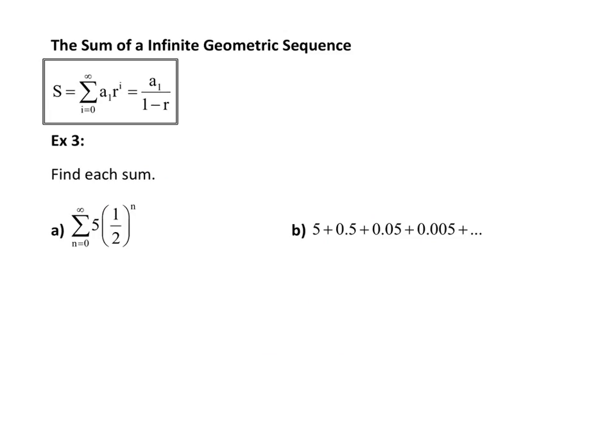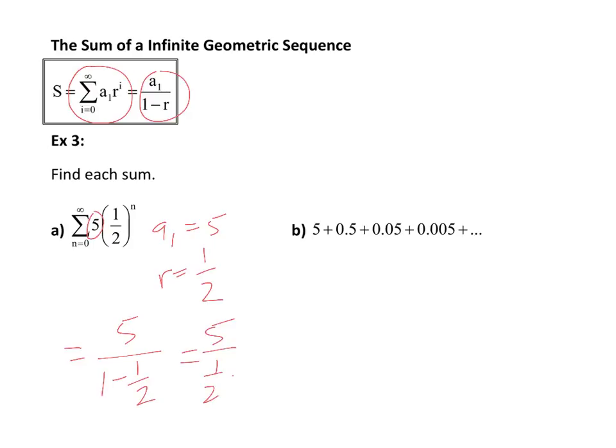Now for find the sum of an infinite geometric sequence, the formula is a little different. It's actually much more simple. Find each sum. So we're going from 0 to infinity. We have 5 for our first term. A sub 1 is 5, and r is 1/2. So using the formula, I have 5 over 1 minus 1/2. I get 5 over 1/2, which is 10. Done.